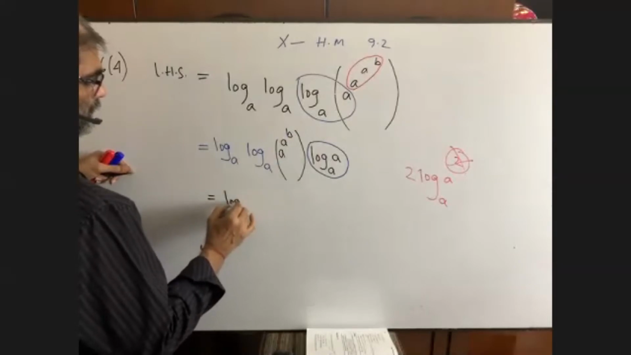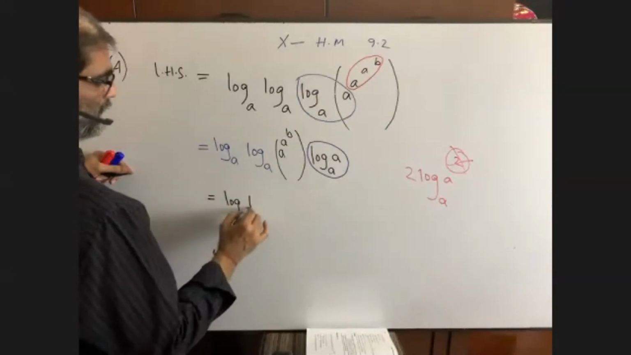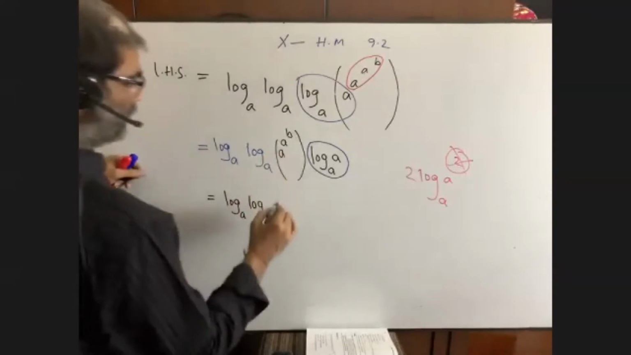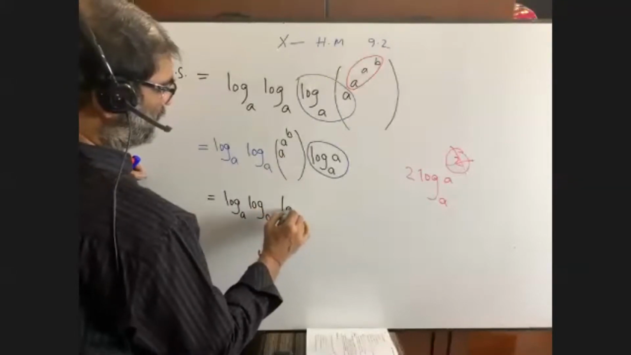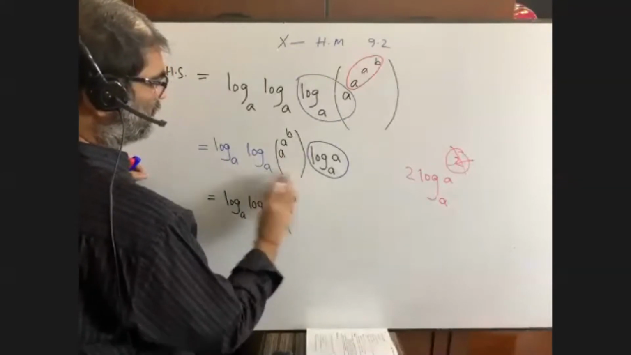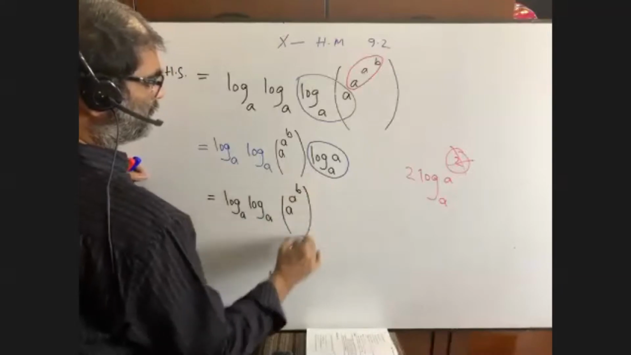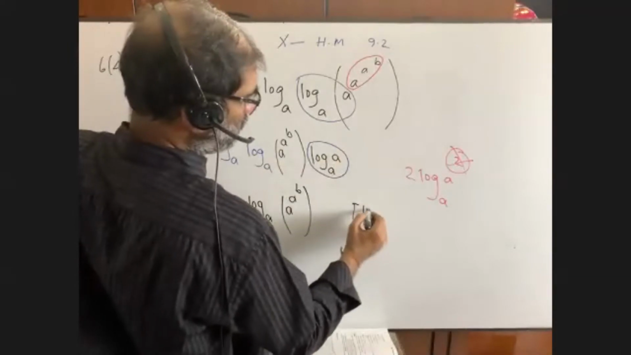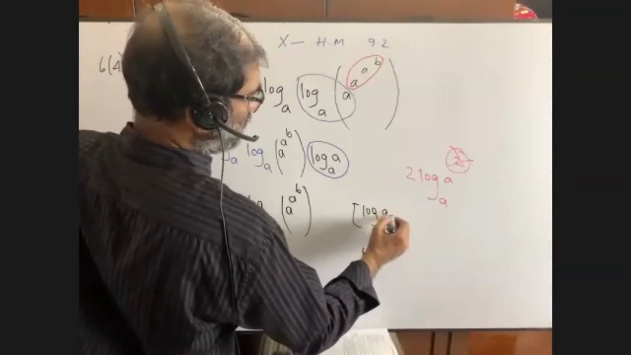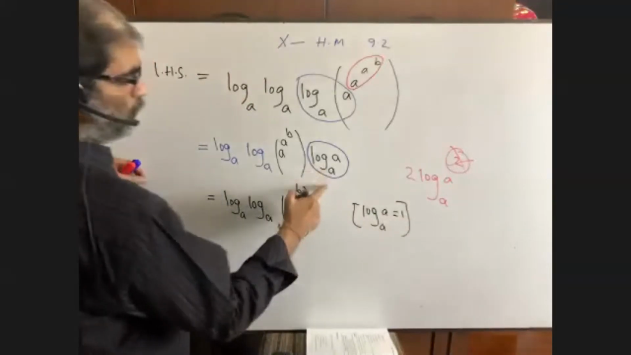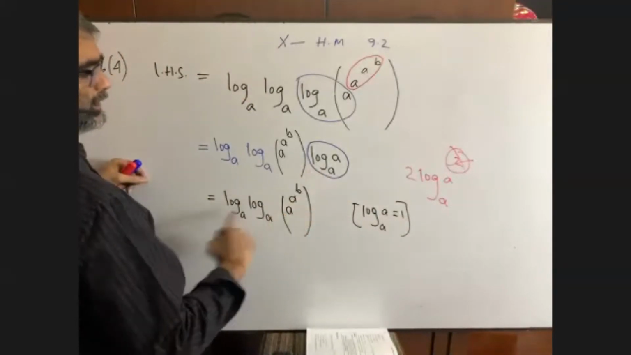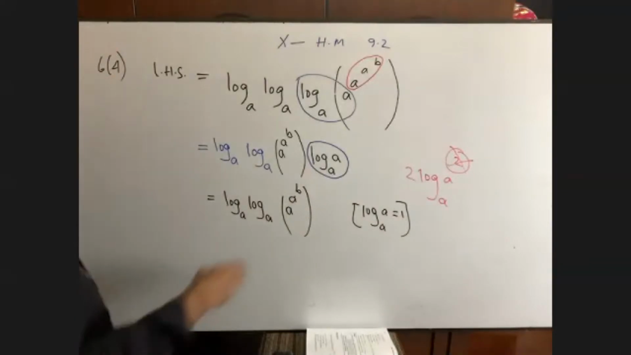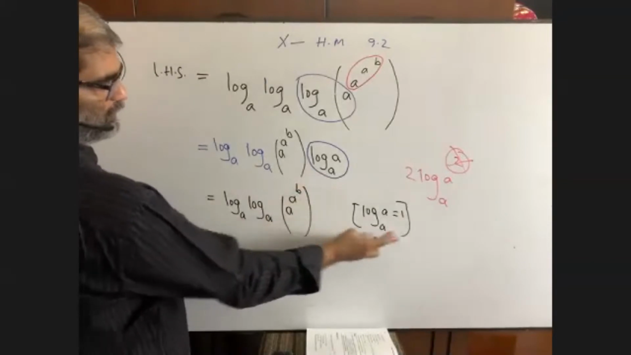Anyway, log A base A, again log A base A. You see, it is A, then it is again A, then it is again B. And log a base a equals 1. So it is 1. If I multiply by 1, then the same thing will be kept. So what I have done, I have put 1 here.